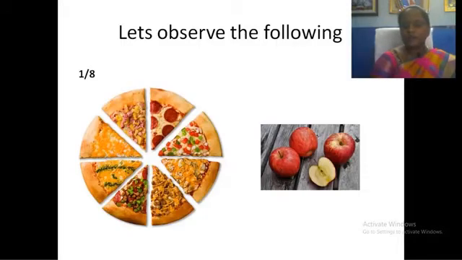Here, there are 3 apples and the 4th apple is cut into half. So, what is the fraction that represents this one? That is 3 complete apples are there. So, 3 whole 1 by 2.